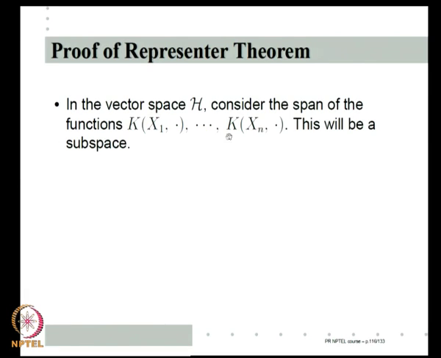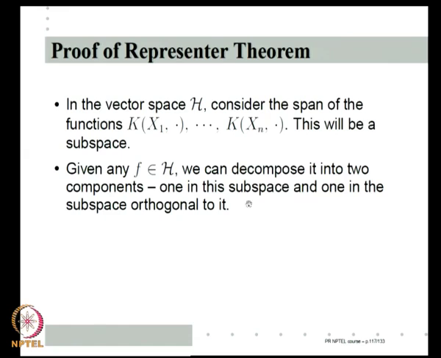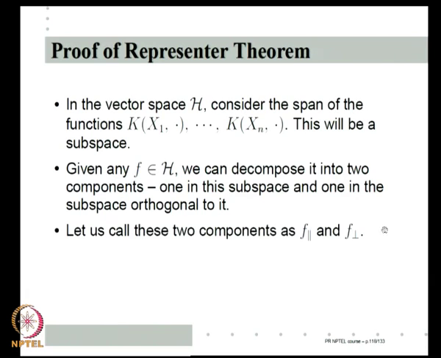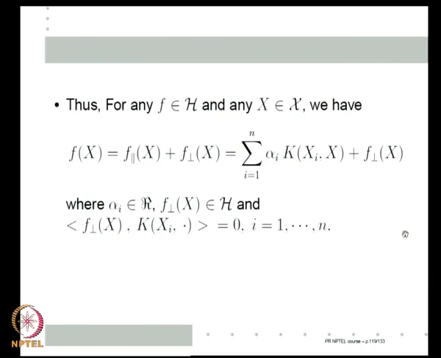In the vector space H, consider the span of the functions k(x1, ·), k(x2, ·), and so on. So, take the kernel centered at each of the n data points and take the linear span, that is a subspace. Because this is a subspace, given any f in my RKHS, that f can be resolved into the component which is in this subspace and the component that is orthogonal to it. Let us call these two components f parallel and f perpendicular.